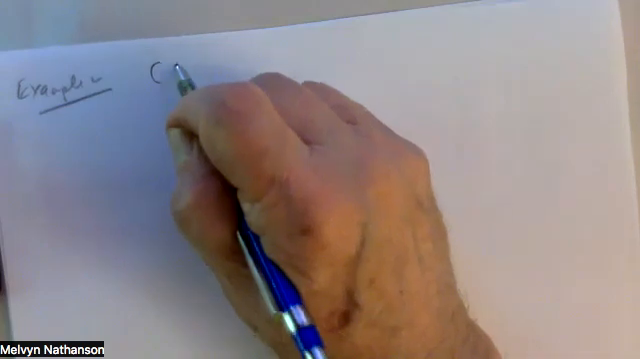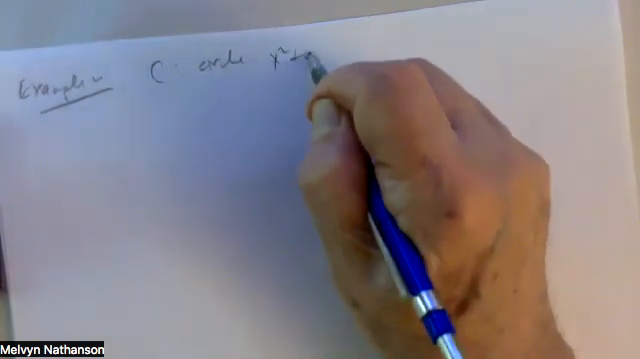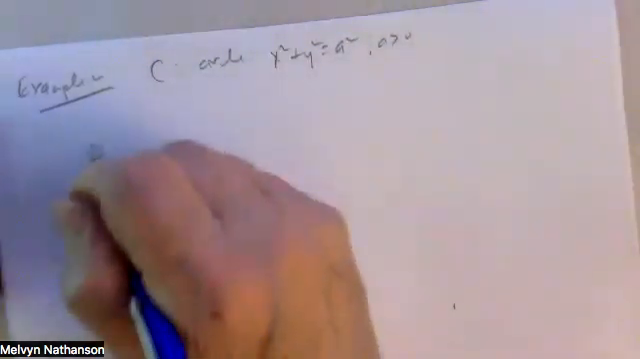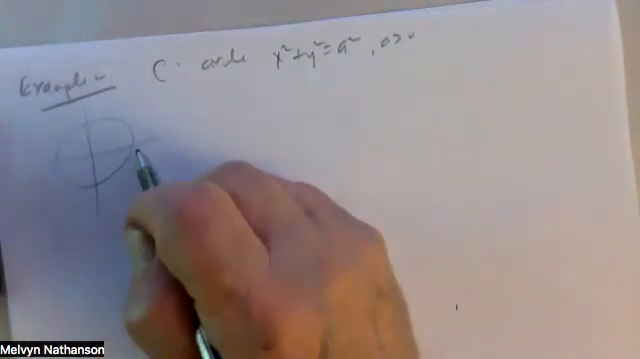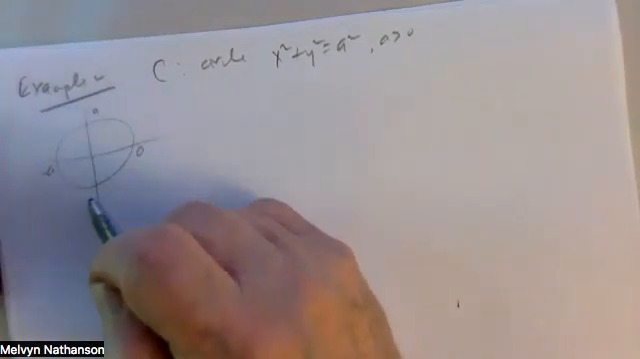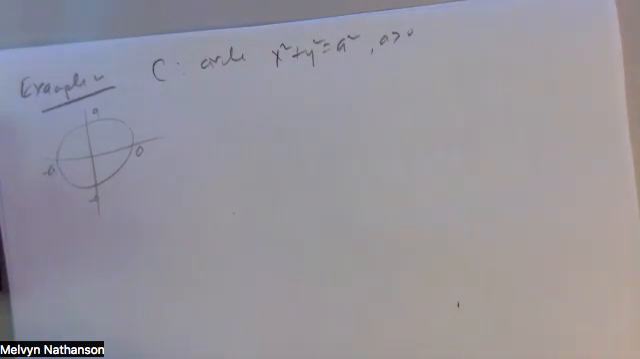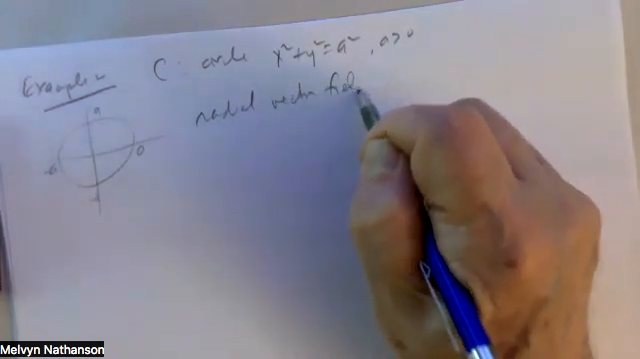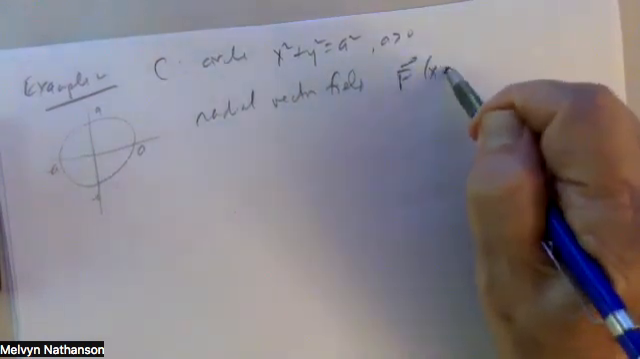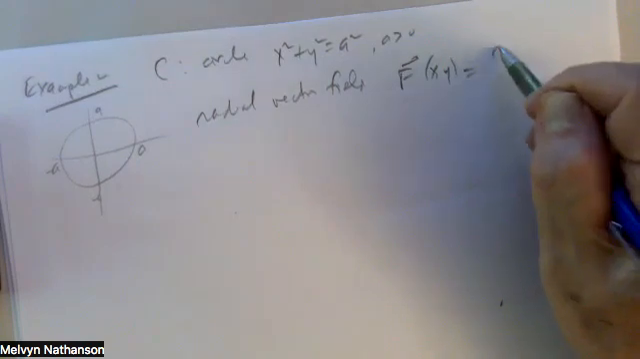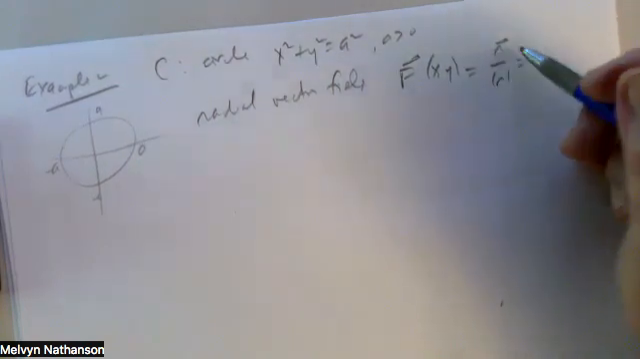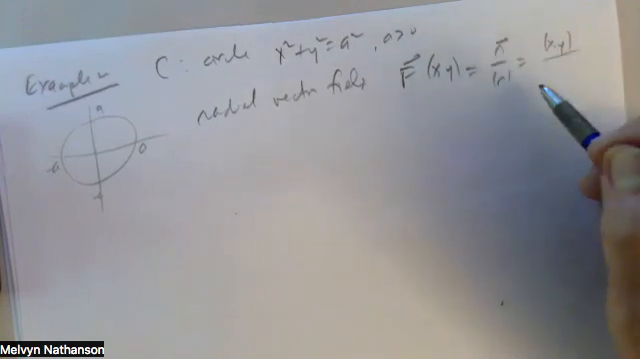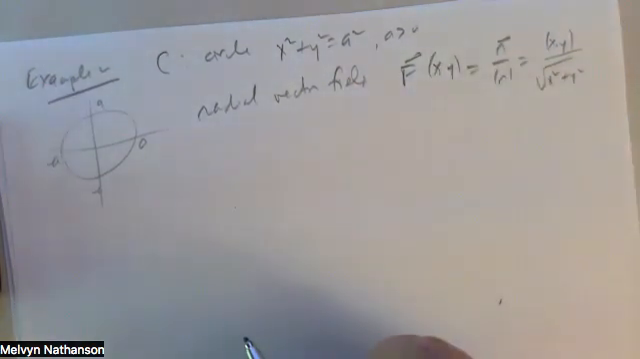So let C be the circle x squared plus y squared equals a squared, a positive. So this is just the circle on the plane. And consider the radial vector field F of x, y equal to r over the length of r. Or in terms of x and y coordinates, r is the vector x, y, and the length of x, y is the square root of x squared plus y squared.